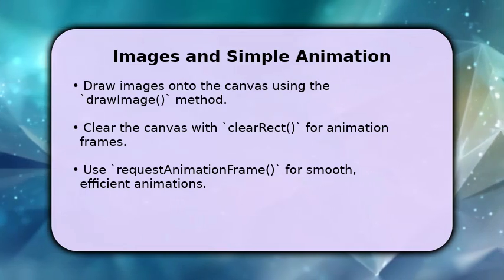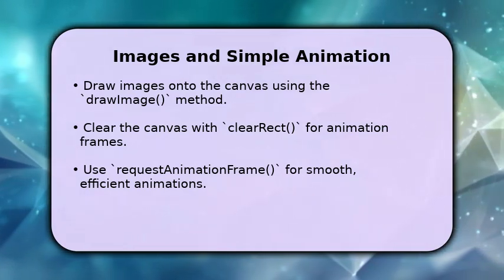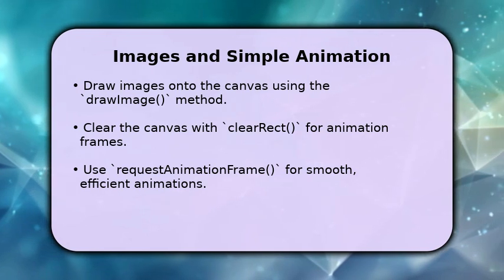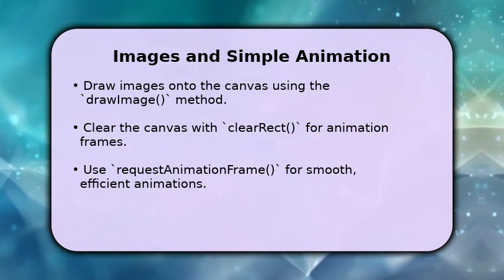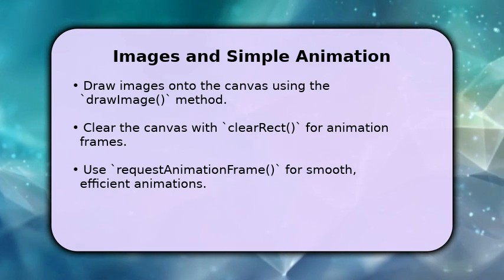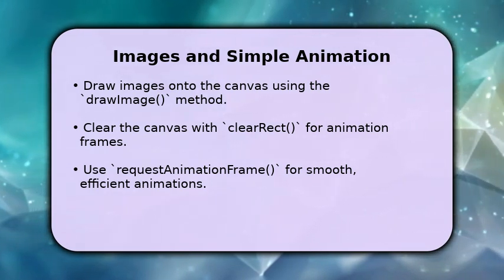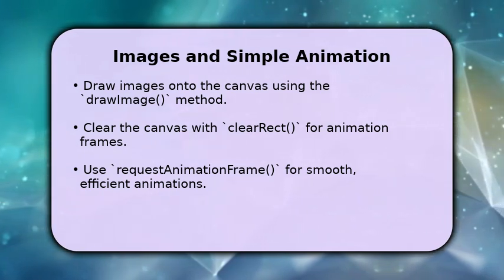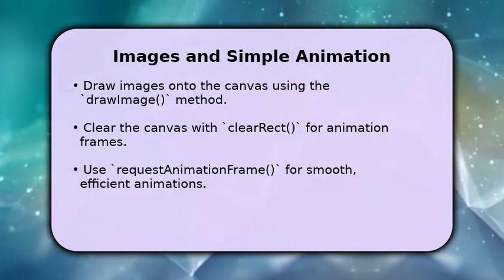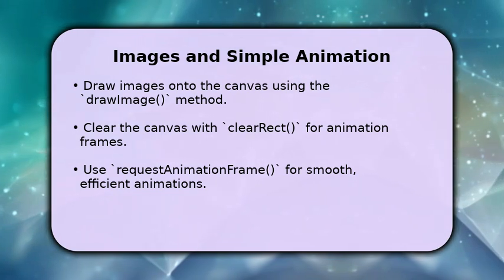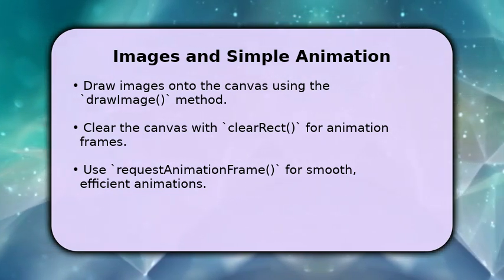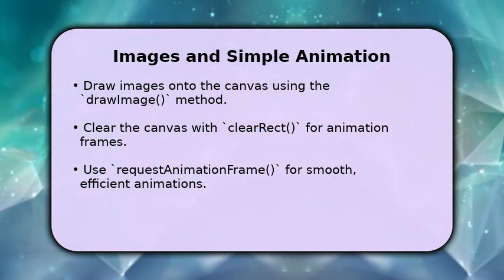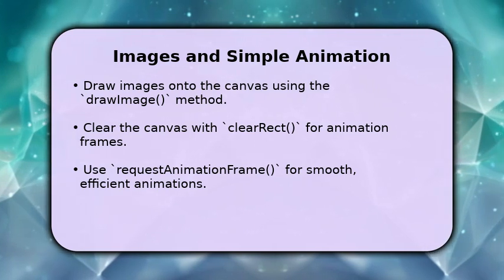Beyond shapes and text, the canvas allows you to incorporate images into your designs. You can load an image and then use the drawImage method to place it at specific coordinates or scale it. For animation, the key is to repeatedly clear the canvas and redraw your elements in new positions. Utilizing requestAnimationFrame is the best practice for smooth animations, ensuring your visuals update efficiently and in sync with the browser's refresh rate.